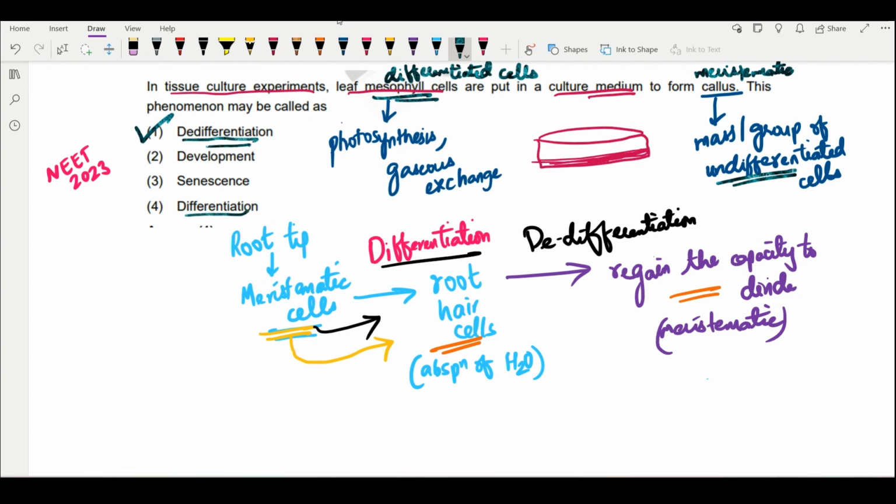Differentiation we have already discussed. Senescence means to attain old age. That means when the plants start growing big and the leaves start falling. So senescence is the aging process. So for the question, in the tissue culture experiments, leaf mesophyll cells are put in a culture medium to form callus. This phenomenon may be called as de-differentiation. So the correct option for the question is option 1.